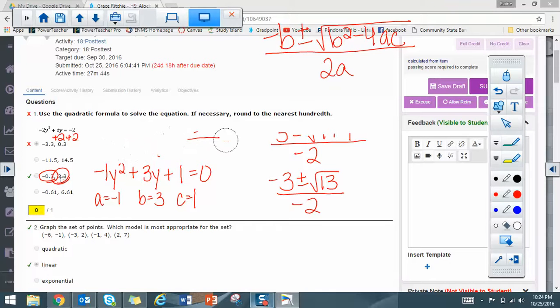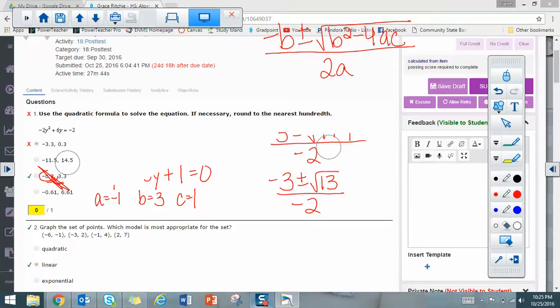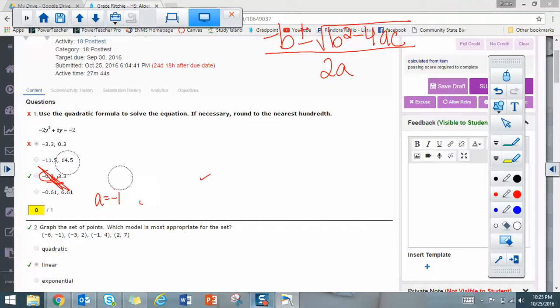And I'm going to try to just erase parts of this, this might take too long, so I can keep the quadratic formula there in case we need it again. There we go.